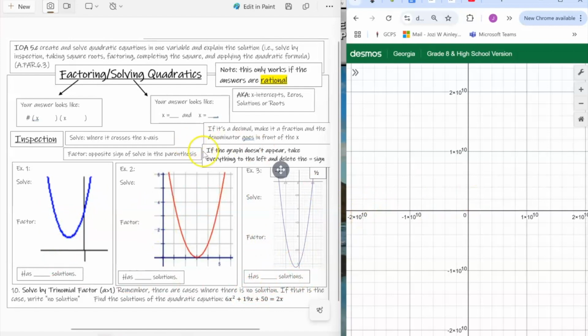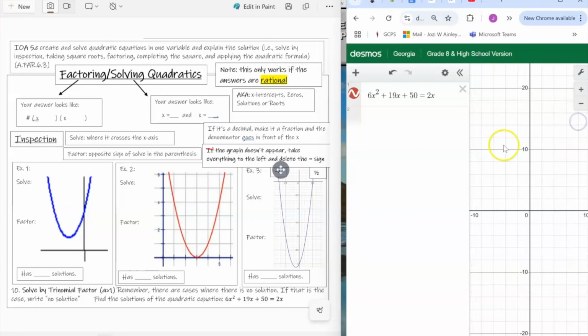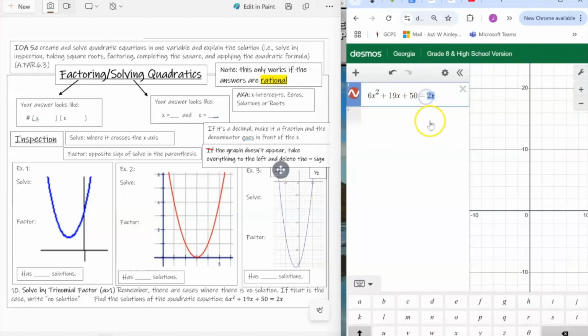Now, 9 times out of 10, I've put in some new notes for you right here. If a graph doesn't appear, you're going to take everything to the left and delete the equal sign. All right, so let's go ahead and do that. The graph did not appear. Take everything to the left and delete the equal sign. So this needs to go to the left.